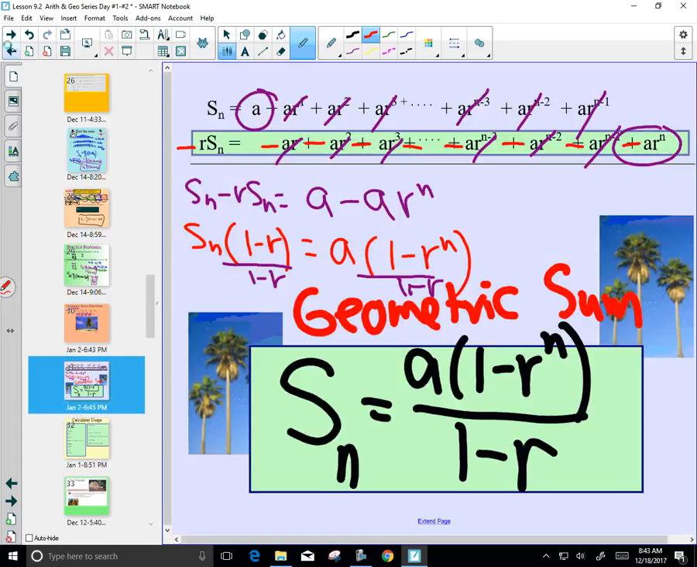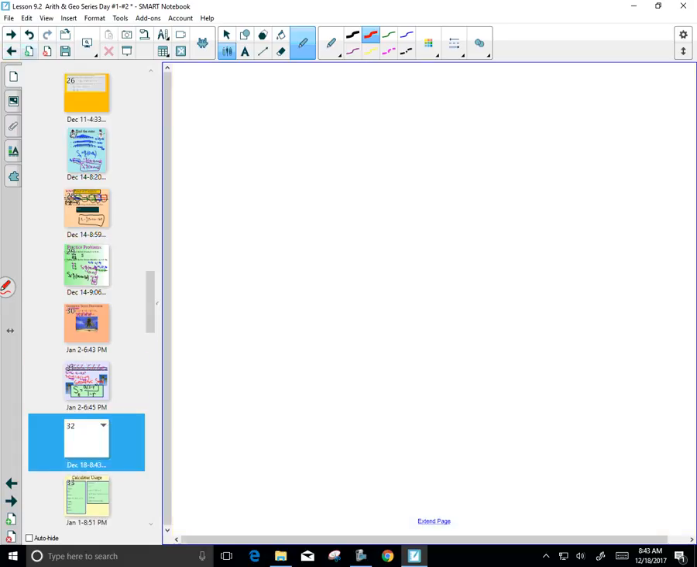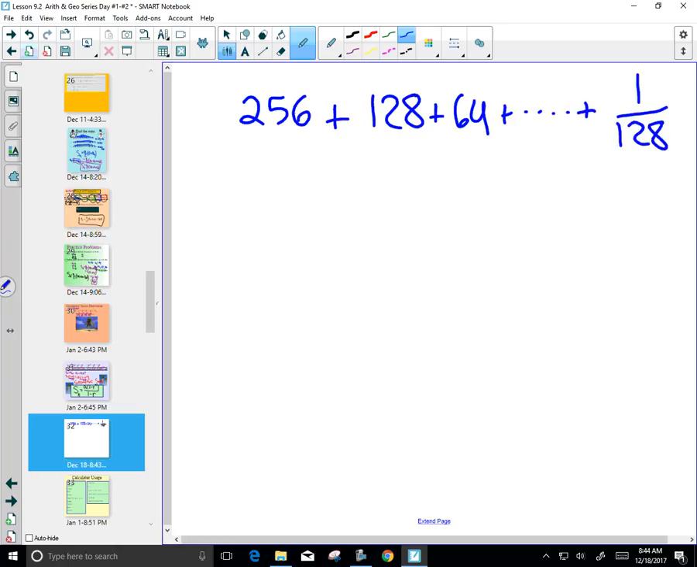Let's just do it this way. I'm going to make up just one. One will do it. Let's do that: 256 plus 128 plus 64 plus ... I think we went to 1 over 128, something like that.